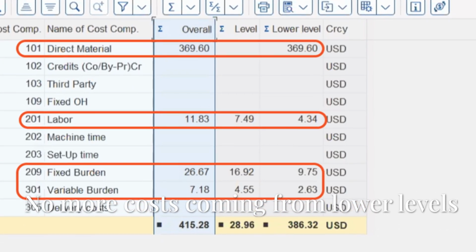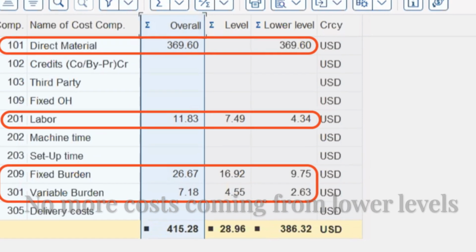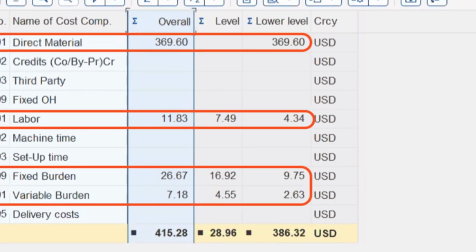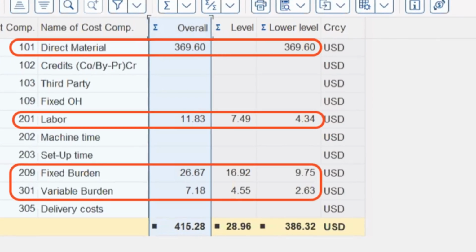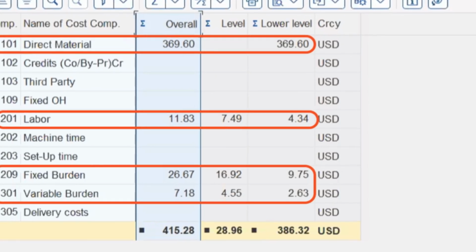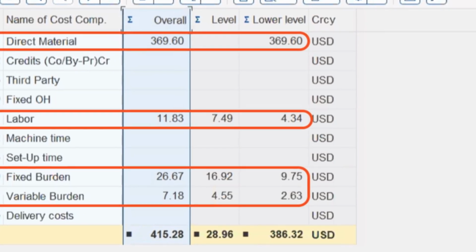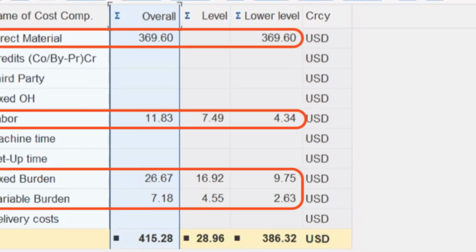Note that since there are no more costs coming from the lower levels, the total cost is $415.28. You can see that the $415.28 cost of the third level can be broken down and also shown by cost component split.